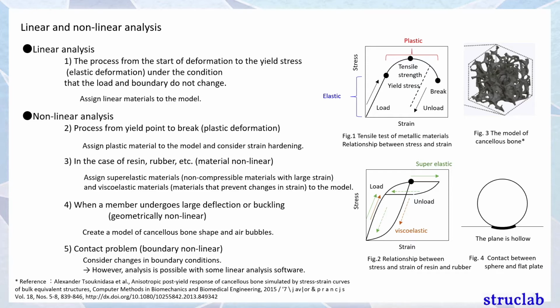Next, figure 2 shows the relationship between the stress and the strain of resin and rubber. As in figure 1, when a tensile load is applied to the test piece, the stress and the strain increase. Distortion increases significantly after the material reaches a certain stress. This property is called superelasticity. When the load is removed, the stress decreases by following the dotted green line.